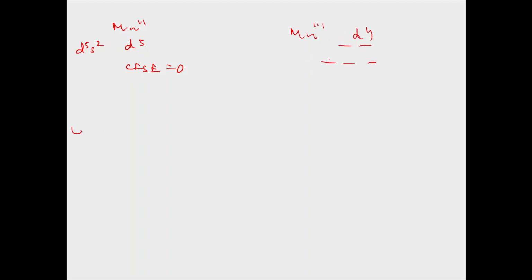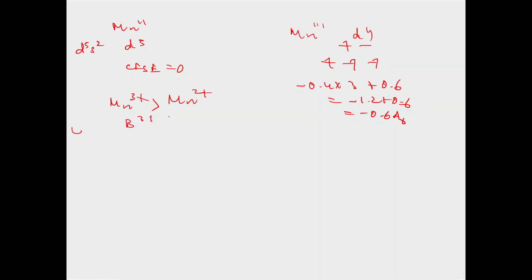And manganese 3+ means a d4 system. So 1, 2, 3 and 4. That is minus 0.4 into 3 plus 1 into 0.6, which is equal to minus 1.2 plus 0.6, or minus 0.6 delta O. So in this case also Mn3+ is having a greater CFSE value than Mn2+. Right. So this is normal spinel or inverse spinel? Normal, right? Normal spinel.